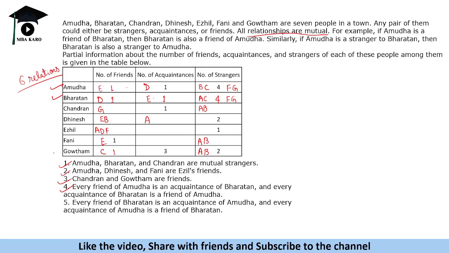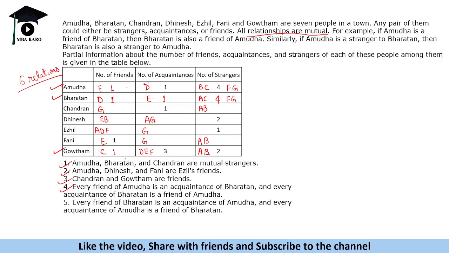Now, if you see Gautam has six people in his network. We know both his friends as well as strangers, right? Strangers are two plus one friend. So the remaining three persons will be acquaintances. So A, B, C are done. Then D, E, F will be his acquaintances. Similarly, in D, E, F we will put Gautam. So Dinesh has Gautam as an acquaintance. Azil also has Gautam as an acquaintance, and Fani also has Gautam as an acquaintance.